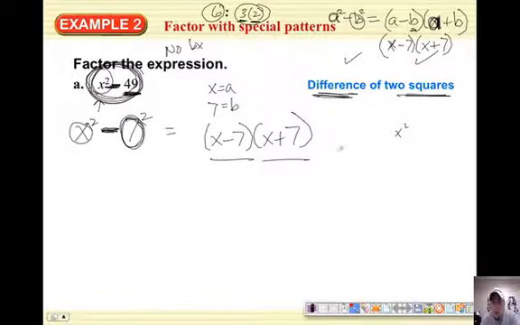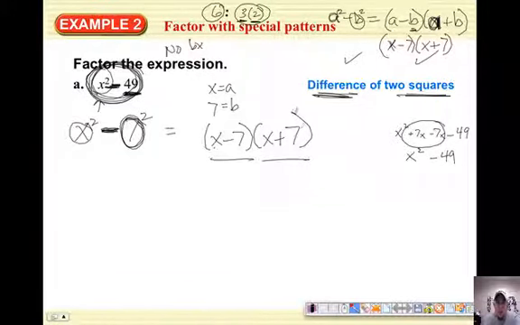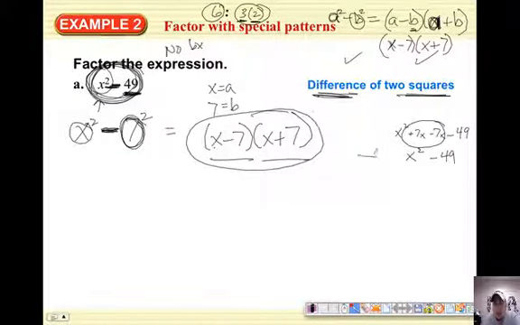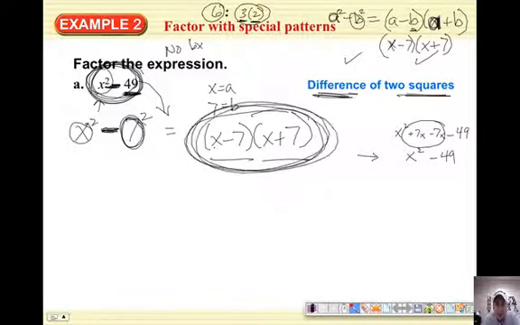That'd be x squared, x times x, FOIL. X times 7 is plus 7x. Negative 7 times x is negative 7x. And lastly, negative 7 times positive 7 is negative 49. Look what happens. This is 0. X squared minus 49 is left. So when I multiply these two, this is my answer. So I am correct. I did factor this to here. So factored form is right there. I broke it down to two factors.